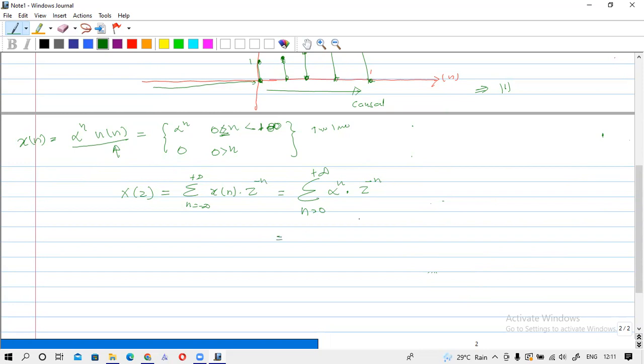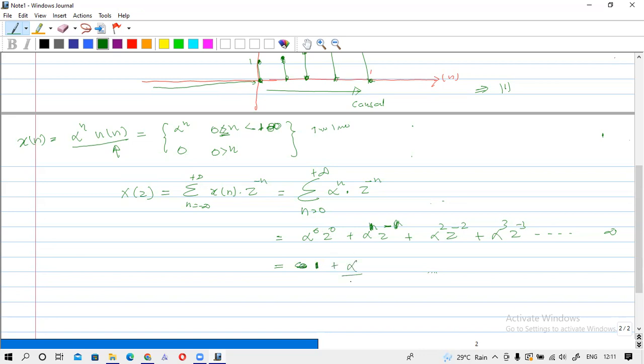So what you have to do is get the sum by substituting the values for n. If n is 0, we have alpha^0 z^-0, plus if n is 1, alpha^1 z^-1. If n is 2, alpha^2 z^-2. If n is 3, alpha^3 z^-3, and so on up to infinity. So you can see that this is 1, alpha^0 z^0 is 1.